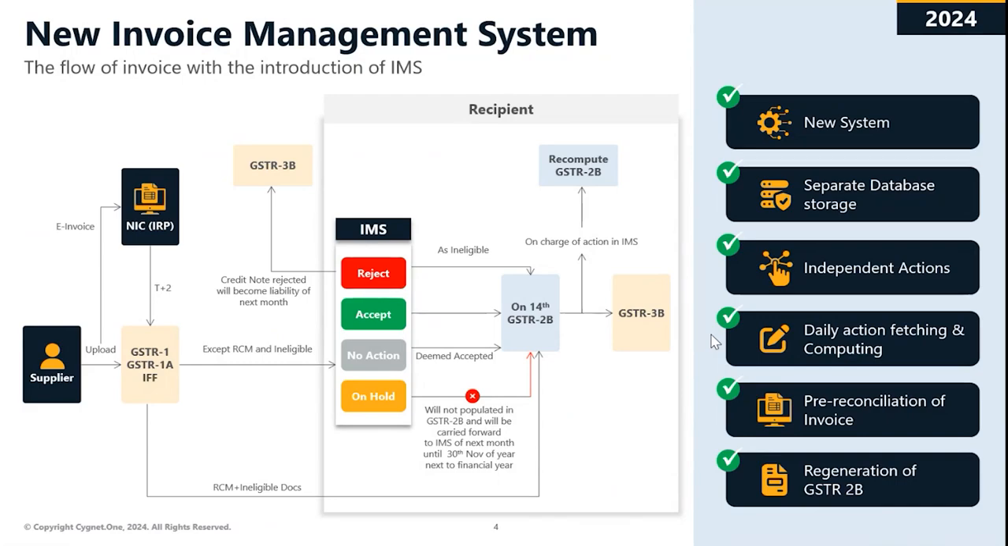The other point is that the records which are currently part of your GSTR 2B, that is the reverse charge transactions and the ITCs which are ineligible in your GSTR 2B, will not flow to your IMS. They will be directly populated in your GSTR 3B. So you do not have an action of accepting, rejecting or keeping pending this set of documents. That is, the reverse charge entries in GSTR 2B and the ITCs which are ineligible.